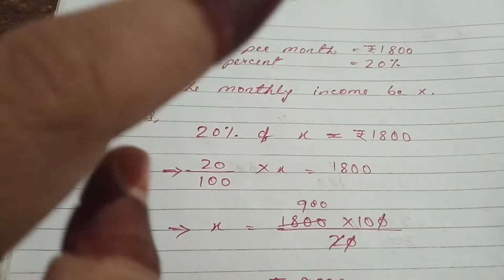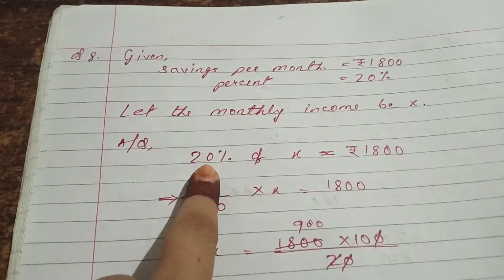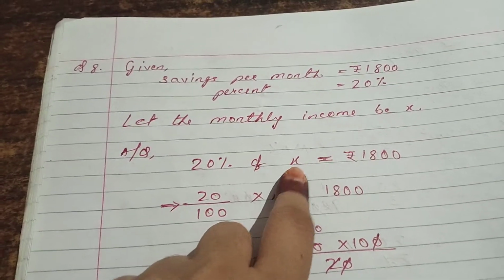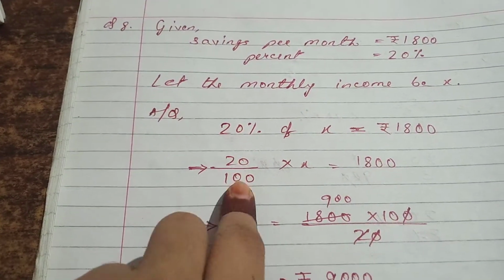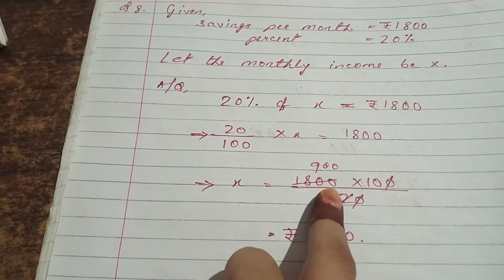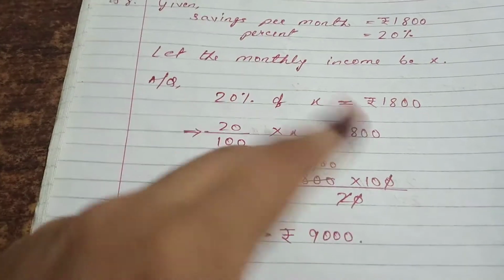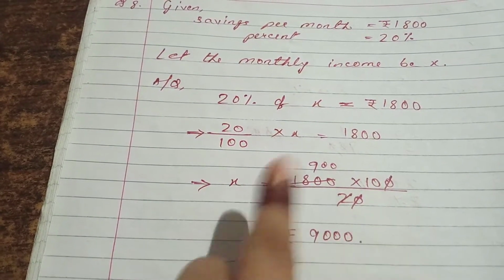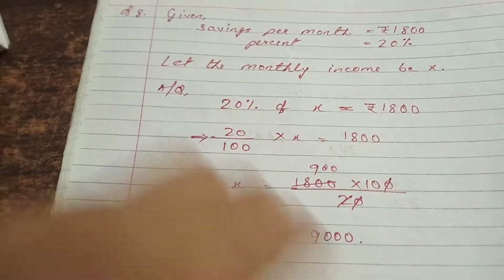So let the monthly income be x. According to question, 20% of monthly income, that is x, equals to rupees 1800. Now 20% means 20 by 100 into x equals to 1800, or x equals to 1800 into 100 by 20, because when you change the side it becomes reversed. So ultimately after the whole cancellation, our monthly income becomes rupees 9000.